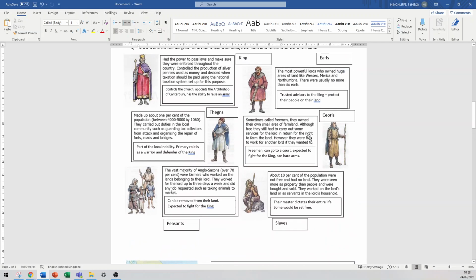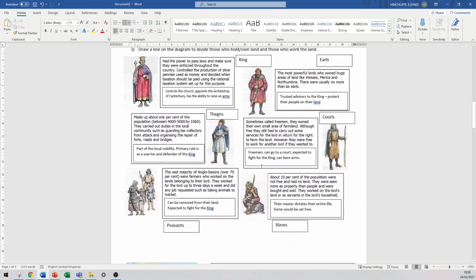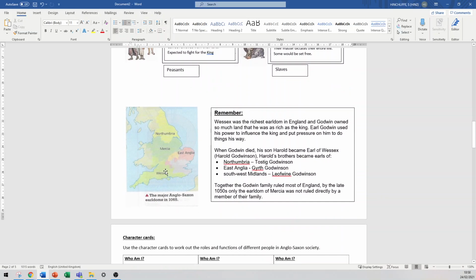But what remained was that these weren't kingdoms anymore, these were earldoms. Earldoms are areas of land controlled by powerful lords. Wessex, in the south and southwest, was the most prosperous and most powerful earldom of all, with lots of rich farmland. So whoever was the Earl of Wessex was a very powerful man. In 1060, that man is Earl Godwin. His son would be Harold Godwinson, who you might remember from year 7. Then you've got an Earl of Mercia, which was huge, and Northumbria, which was really big as well.